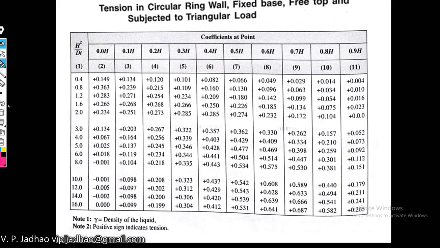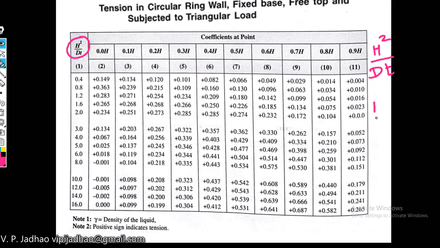Now for calculating the coefficient, the values are given here, and we have to calculate the value of the coefficient. For that, we first have to calculate the value of H square divided by D into t. You can see this value is given here, H square divided by dt. Here capital H is the height of water in the water tank, D is the diameter of the water tank, and small t is the thickness of the wall of the water tank.